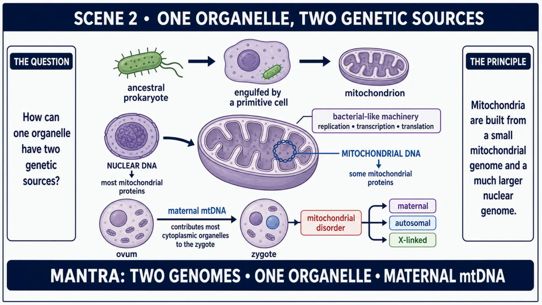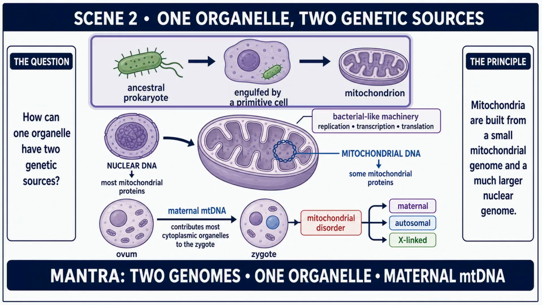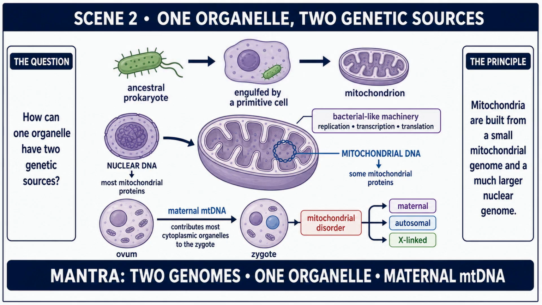Mitochondria have a bacterial history. They evolved from ancestral prokaryotes that were engulfed by primitive eukaryotic cells roughly 1.5 billion years ago. That history is still visible in the organelle today. Mitochondria contain their own DNA and use machinery that resembles bacterial systems for DNA replication, transcription, and translation. For example, mitochondrial protein synthesis begins with N-formyl methionine, and mitochondria can be affected by some antibacterial antibiotics.